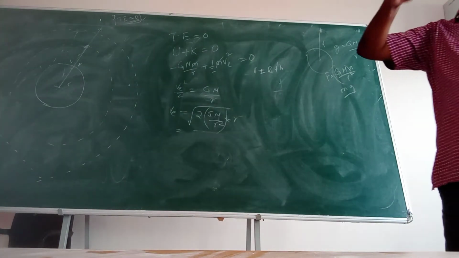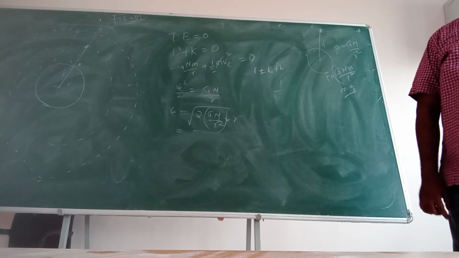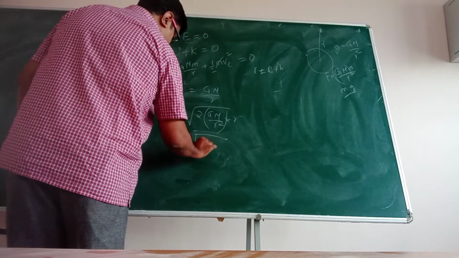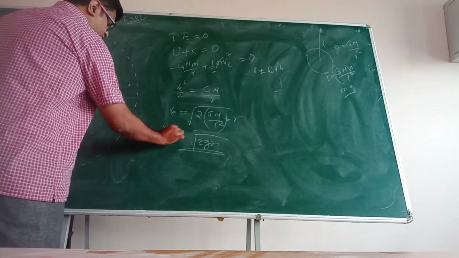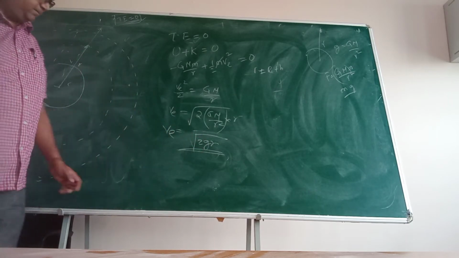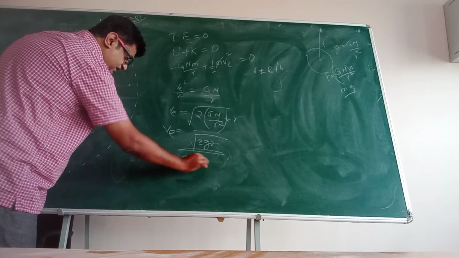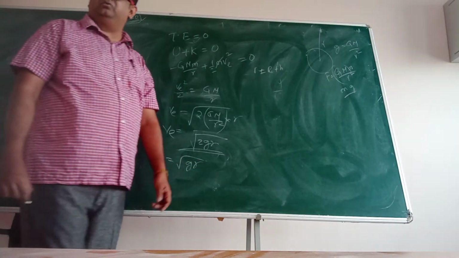We have seen that when you are going altitude wise, the g value reduces, right? So this becomes root over 2gr. So escape speed is root over 2gr. Orbital speed is root over gr. Same argument you can apply in the orbital speed also.